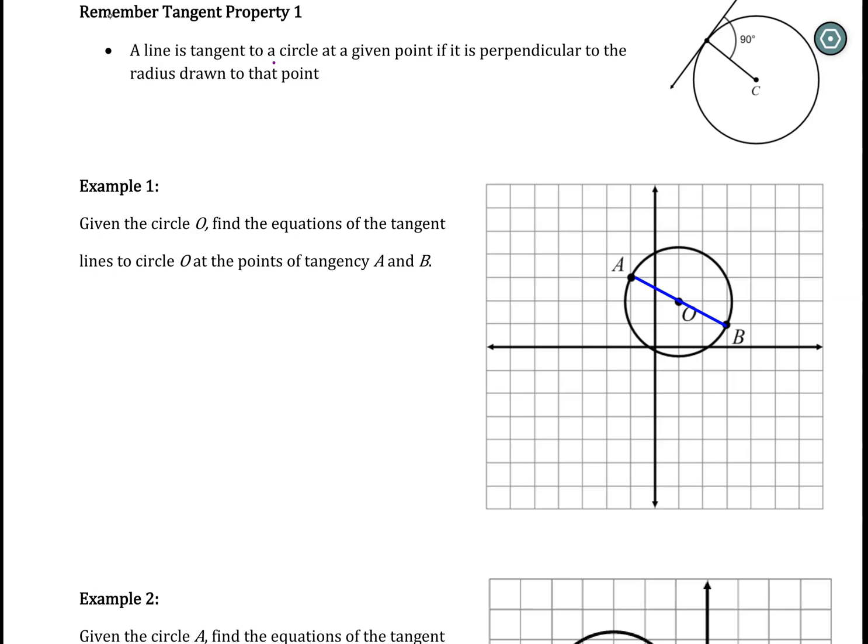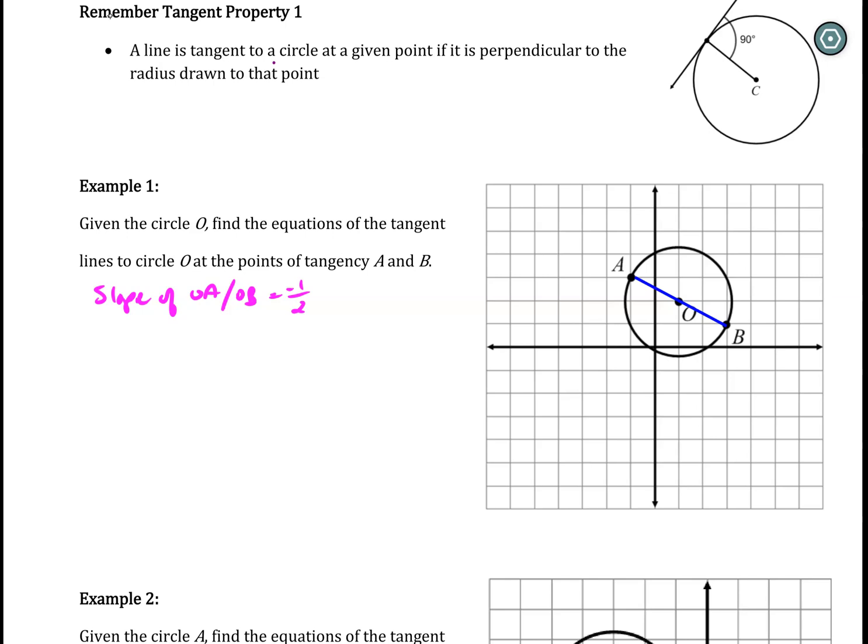So if we think about what the slope of this would be, let's see here. So the slope of, again, either OA or OB, it would be the same thing, right? What is that? That's down 1, right 2, right? So that's going to be a slope of -1/2.